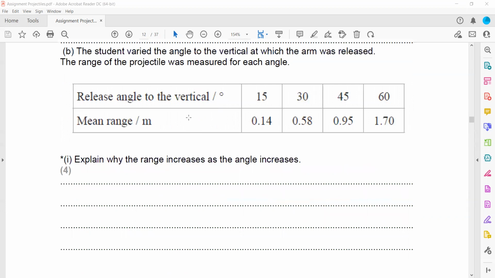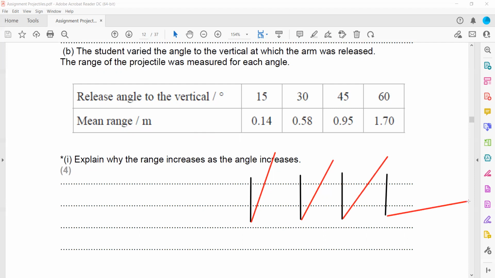The student varied the angle to the vertical at which the arm is released. So this is the change in angle to the vertical. For example, this is the vertical part, and I'm drawing different positions of the arm. So here first it is launched with an angle of 15, then it is launched with an angle of 30, then 45, and then 60.